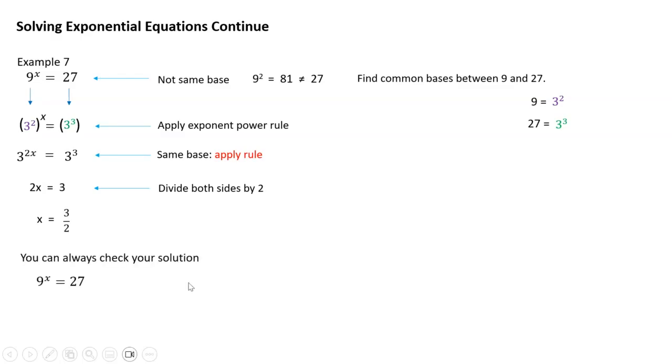And again, we can check our work. We know that the solution was 3 over 2. We plug it in for the exponent, and we use the calculator or convert from exponent to radical. So we know that this is correct.